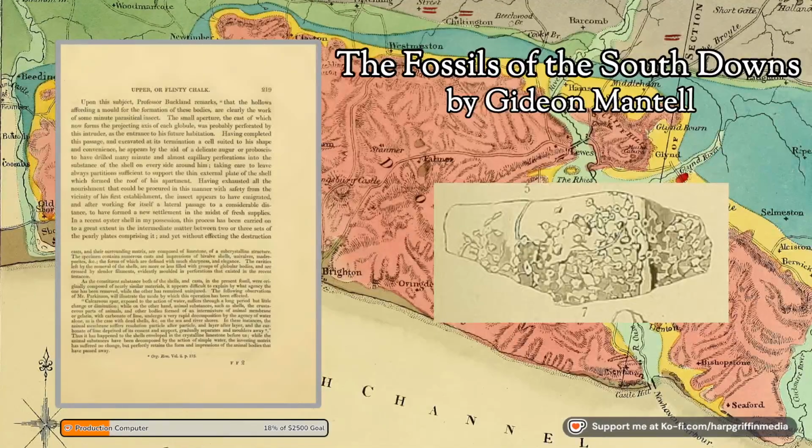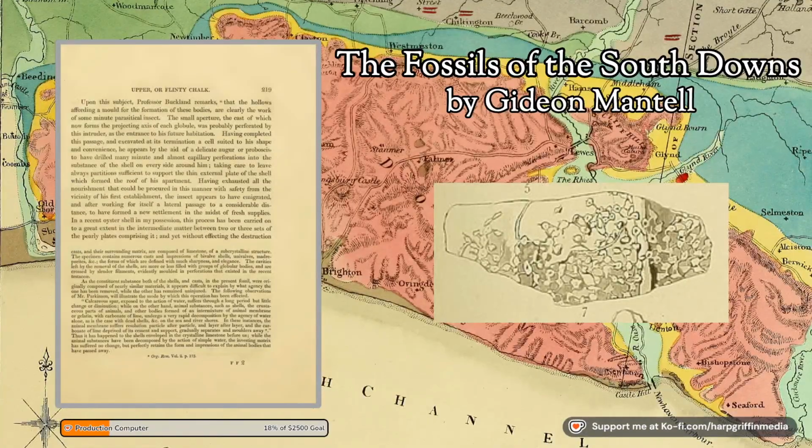Having completed this passage and excavated at its termination a cell suited to his shape and convenience, he appears by the aid of a delicate auger or proboscis to have drilled many minute and almost capillary perforations into the substance of the shell on every side around him, taking care to leave always partitions sufficient to support the thin external plate of the shell which formed the roof of his apartment.